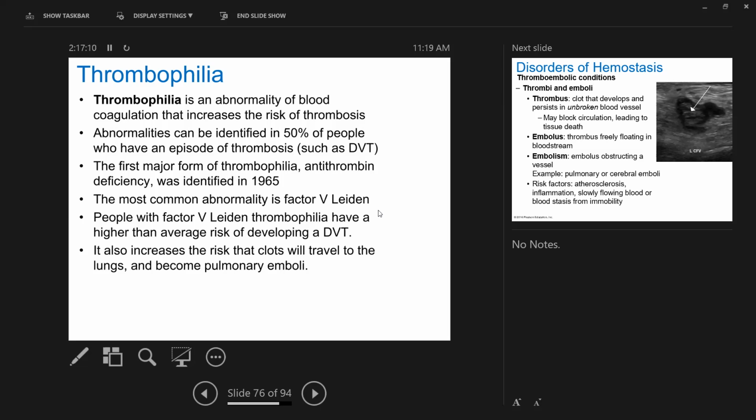We didn't know anything about these until the mid-1960s. No clue as to clotting disorders. An individual who developed a clot, and the clot went to their heart or to their lungs, would essentially die on the spot. They would collapse and be dead.